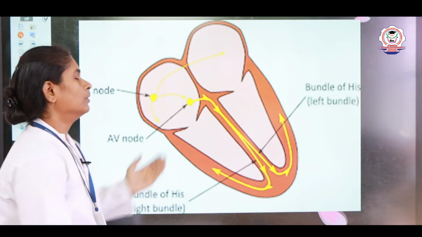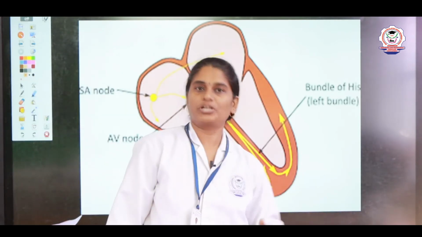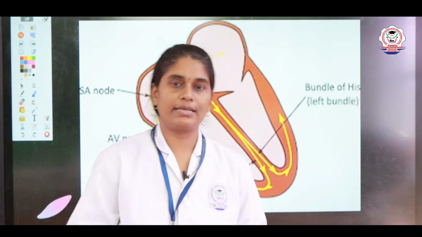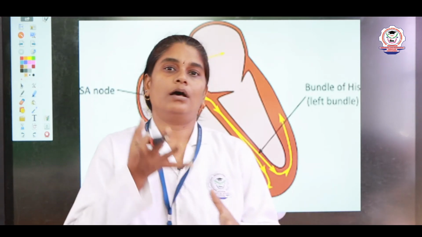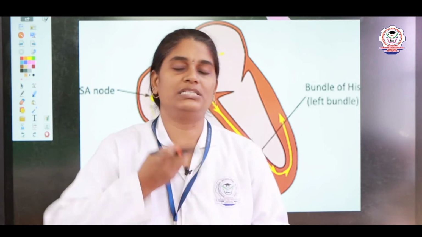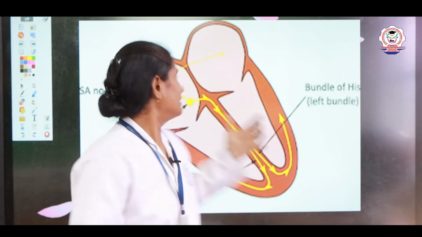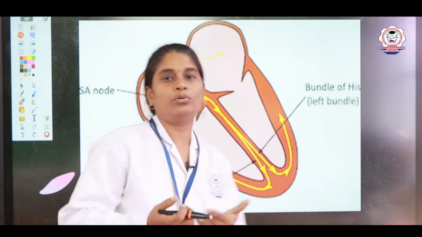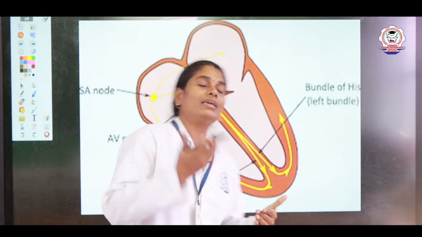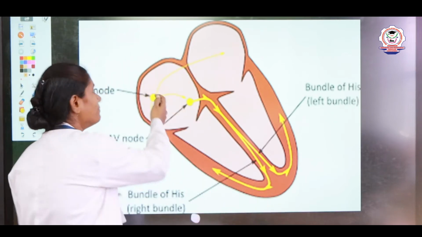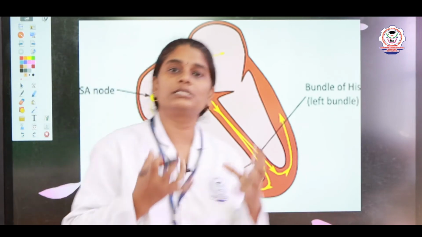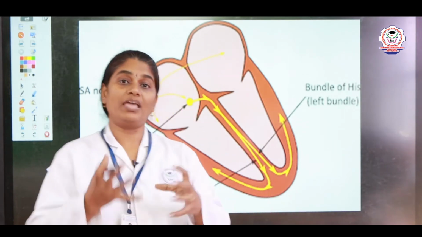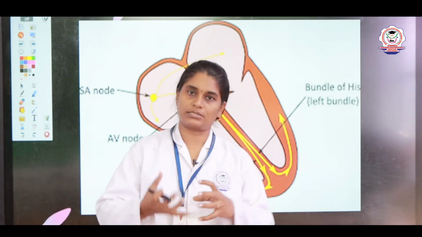Before we learn the internal structure, you should learn the cardiac cycle. The cardiac cycle is also where the heartbeat starts, right. It is nothing but the sinoatrial node. We can also say the impulse starts in the right atrium. The impulse is nothing but where the cardiac cycle starts, right.